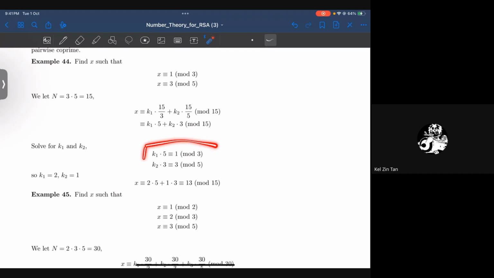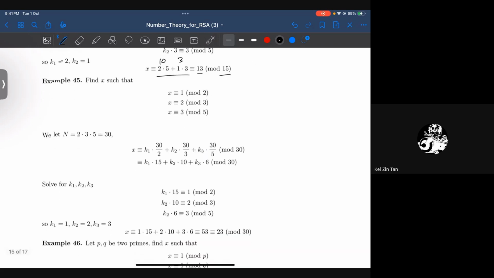Here you can just solve each of these individually. K1 is equal to 2 because 2 multiplied by 5 is... sorry, this is 10, and 10 is 1 modulo 3. So plug the values back in. This is 10, this is 3, so the answer is 13. This aligns with what we said just now, because we said that the answer is 13 and the answer is 28, and exactly that is what we have: 13 mod 15. 38 modulo 15 is also 13.